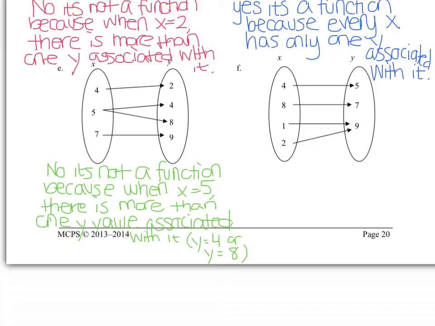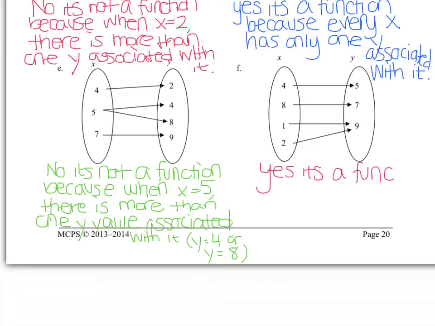Finally, we have F, and we can see 4, 5, 8, 7, 1, 9, 2, 9. Don't let this throw you off. They could all go to the same y value for all you care. What you care about, just like in E, is that an x only goes to one y value. It doesn't matter what y value they go to. So we can see with the mapping that each x only goes to one y. So yes, it's a function.